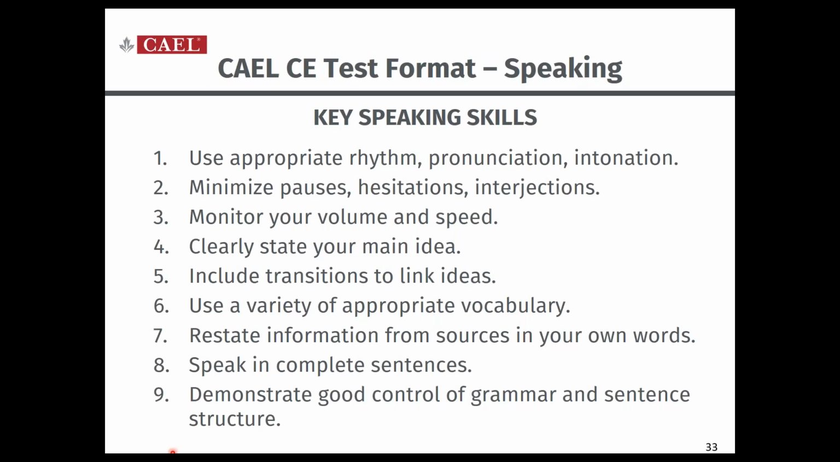So let's summarize a few key things before we move on and out of speaking. So some key speaking skills for you. Try to use appropriate rhythm, pronunciation, and intonation when you're speaking. In other words, make an effort not to speak like this, right? You want to try to vary your voice. Also, minimize pauses, hesitations, and interjections. Now, an interjection is a sound like gee. You've heard me using them from time to time, and it's okay to use all of these things occasionally, but you don't want to rely on them.